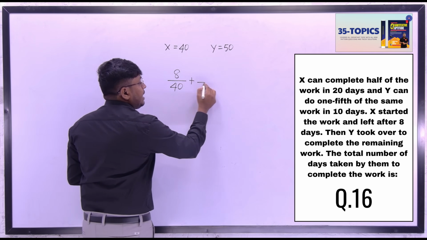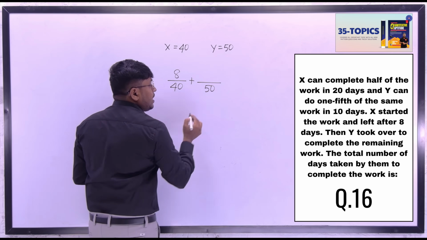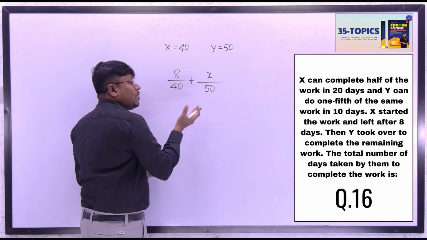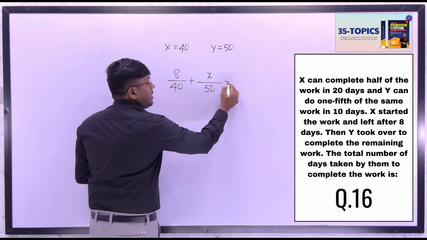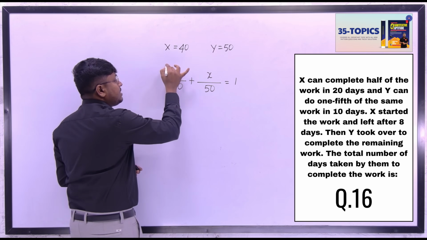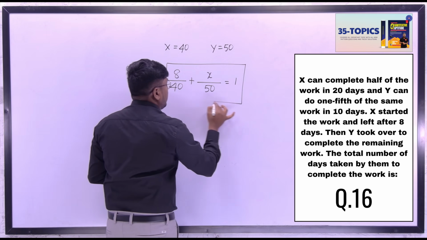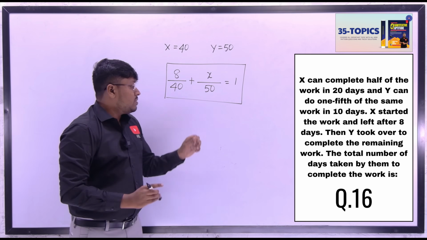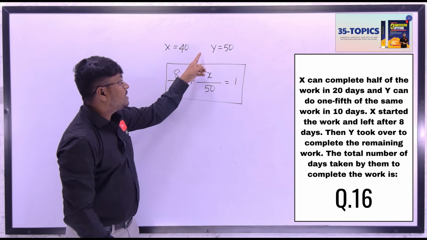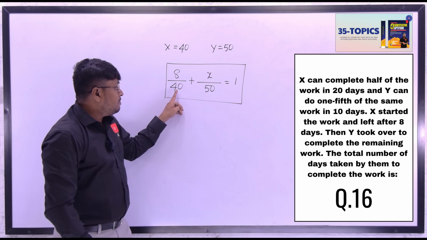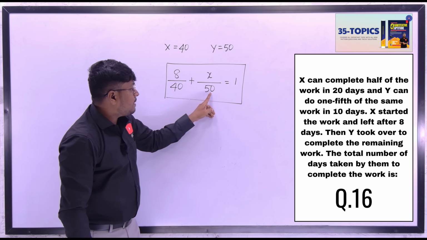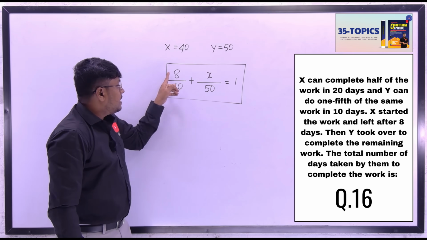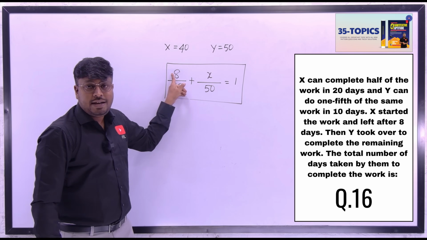days. And the second person, Y, completes the remaining work, but the number of days was not mentioned here. So equal to 1. That's it. Understood or not? This is the shortcut I taught on my YouTube channel while teaching the leaving and joining concept. So the denominator value will be the person's capacity, right? He can complete the piece of work in 40 days, he can complete the piece of work in 50 days, X and Y. Out of 40 days, the first person worked only for 8 days and he left.